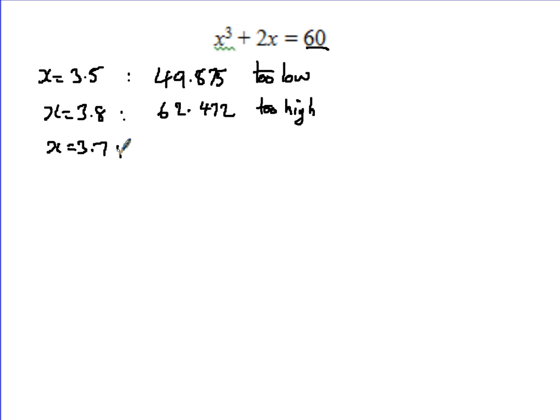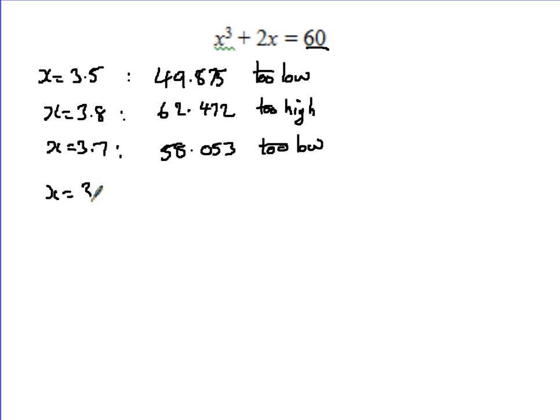So 3.7 cubed plus 2 lots of 3.7 will then give you 58.053. Now that's too low. What you don't then do, which some students do, is say, well, this one here is a bit closer to 60 than this one, so I'll take 3.7.